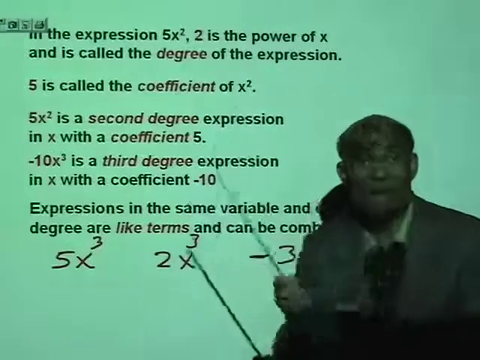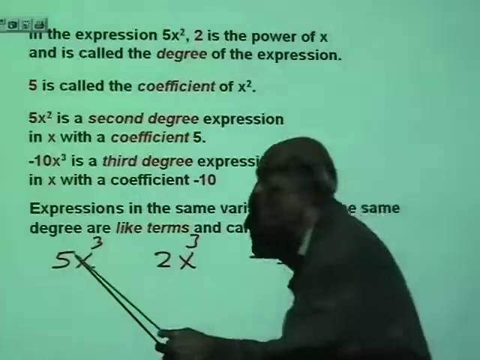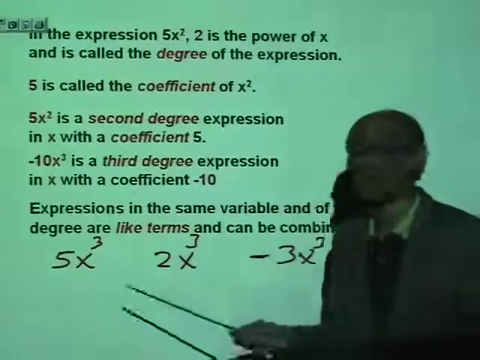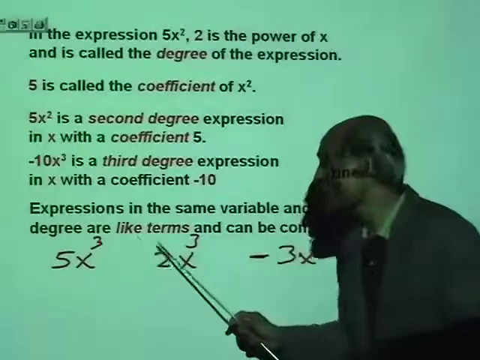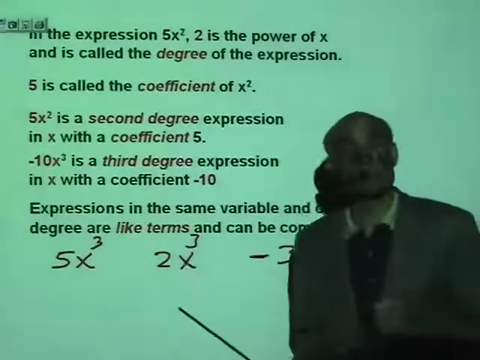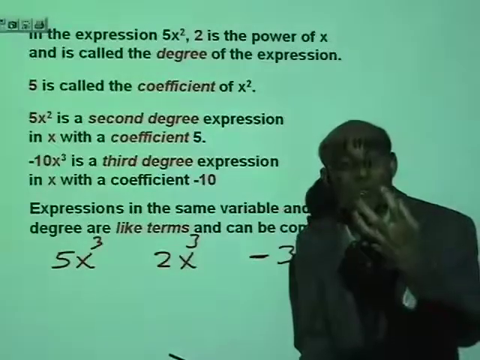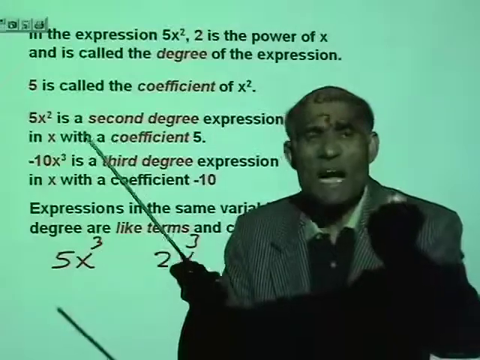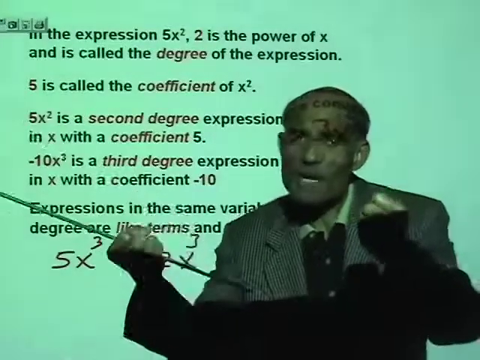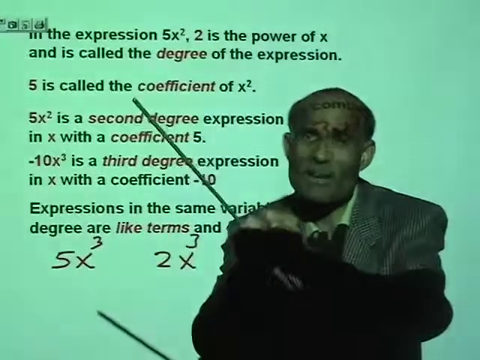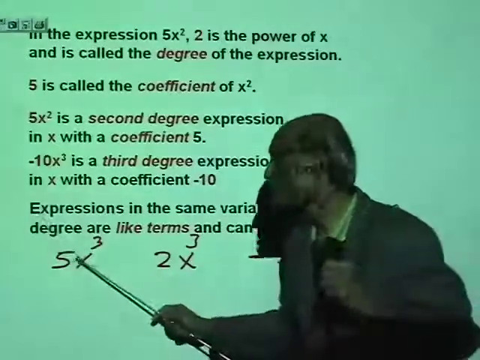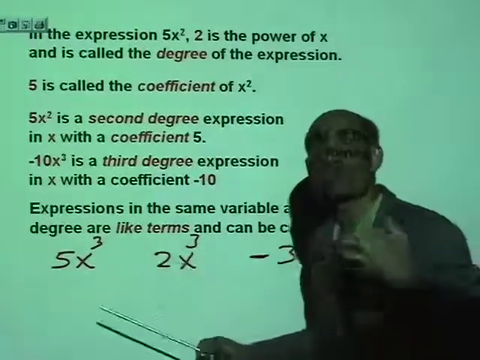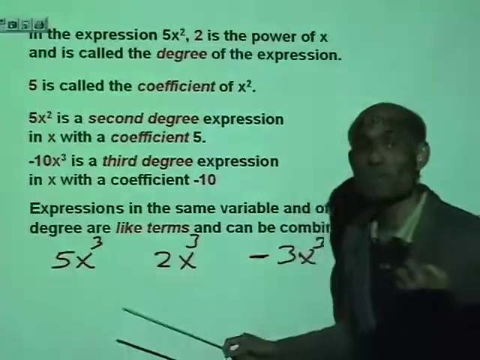Now, you can combine them. Can you add 5x cubed to 2x cubed? What is 5x cubed added to 2x cubed? It will be 7x cubed. Just like 5 M&Ms added to 2 M&Ms, you get 7 M&Ms. 5x cubed added to 2x cubed will give you 7x cubed.